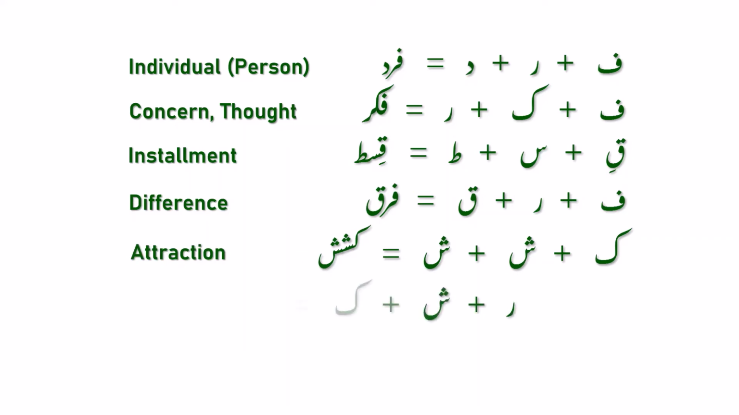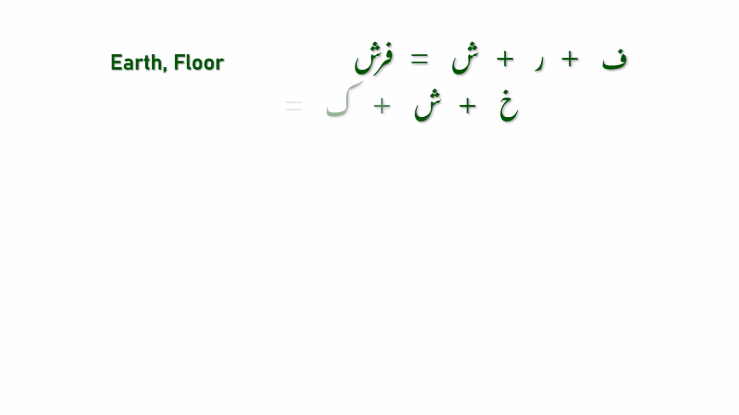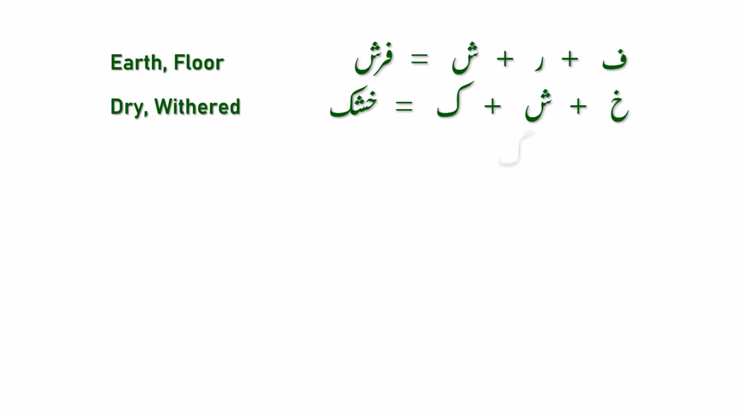Re, sheen, choti kaf, rashk, envy. Fe, khe, re, fakhr, pride. Fe, re, sheen, farsh, earth or floor. Khe, sheen, choti kaf, khushk, dry or withered. Gaf, sheen, te, gasht, patrolling.